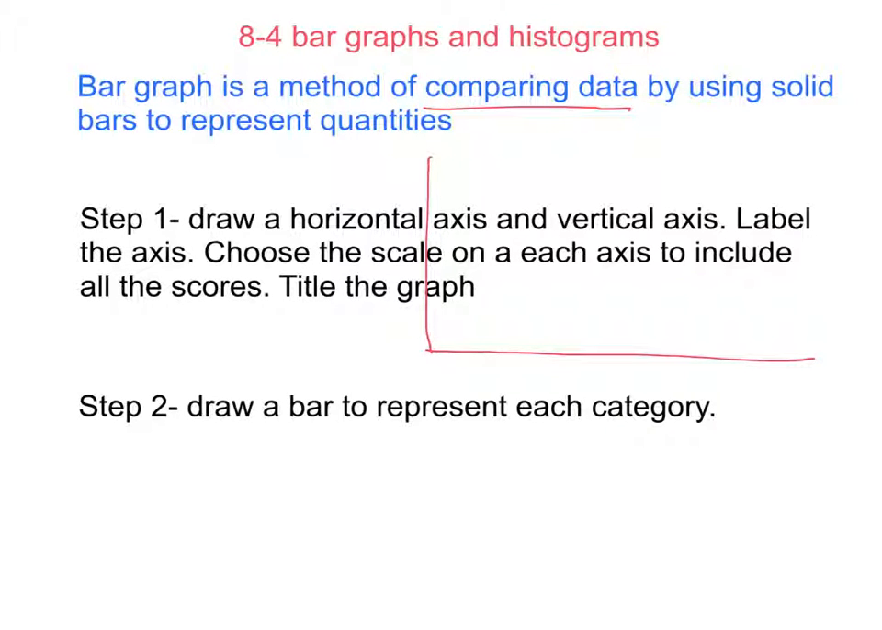From there, you need to choose a scale on each axis to include all the scores. So sometimes you count by 5, sometimes you count by 2, sometimes you may need to count by 1s, but you want to make sure that your scale includes all the scores. And then you want to always title your graph.